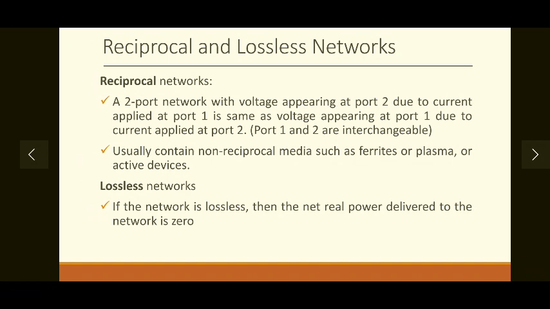What is a reciprocal network? A reciprocal network is that two-port network in which if we apply a current at port 1, it would generate a voltage at port 2 which will be of the same value as the voltage generated at port 1 if we apply the current at port 2. That means even if we change the port for applying the input, it doesn't make any difference to the behavior of the network. Even if we reverse the situation, the voltage that we get will be the same. So port 1 and port 2 are interchangeable.